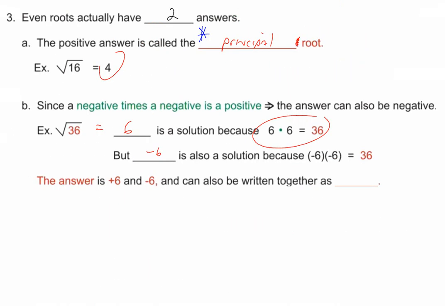Okay, so the answer is plus 6 and negative 6. And we can write it together. A lot of times we'll do plus minus, one over top the other, 6. That means an answer of positive 6, an answer of negative 6. It's shorthand. Okay? You see plus minus 6, that's shorthand for positive 6, also negative 6, all right?